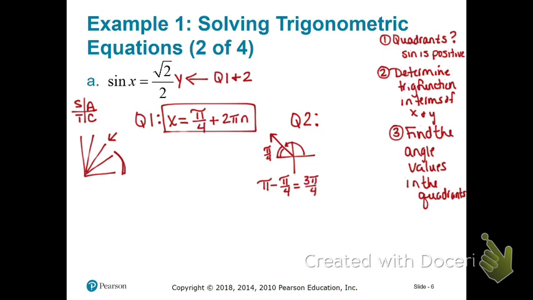And so my angle is going to be x is equal to 3 pi over 4. And again, we're not restricted. The period for sine is 2 pi, and we're going to put an n there. And so there is our second solution.